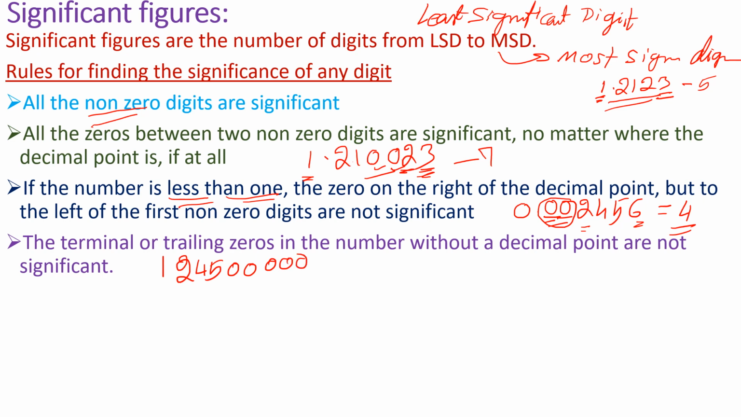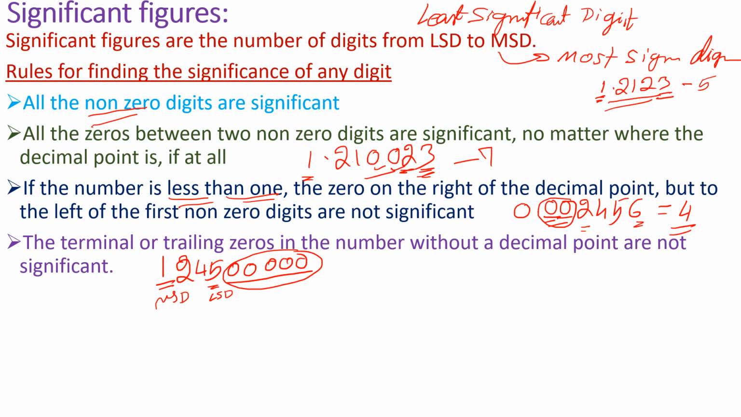So these zeros, trailing zeros, in a number without a decimal point, right? In such numbers, all these zeros are called trailing zeros, or ending or terminal zeros, and this rule says all these are not significant. So what is the number of significant figures? This is the most significant figure, that is MSD. This is the least significant figure. Then these zeros are not significant.